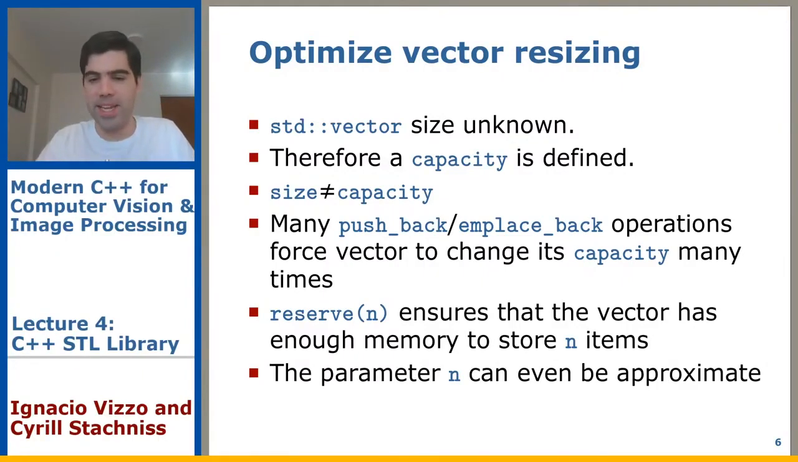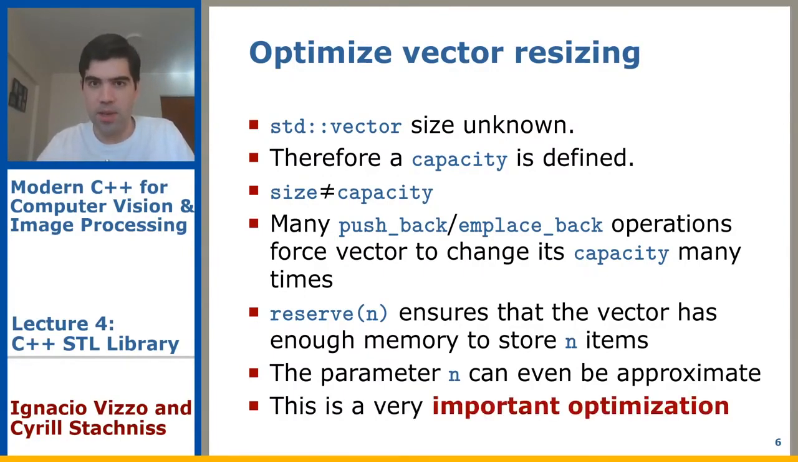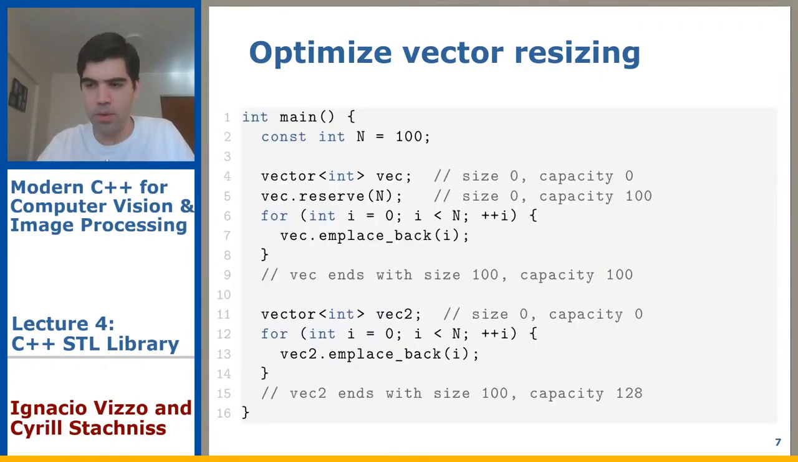And this parameter n can be approximate, so if you don't know but you say, okay, I roughly have 1,000 elements, you can just reserve 1,000 elements, and then if the size increases, the capacity will increase as well. So it's not an array, so this can change at runtime. And this is a very important optimization. If you start benchmarking using reserve and not using reserve, you will see that your program will speed up a lot. So here's an example on how to do this optimization. We have a vector that is called vec.